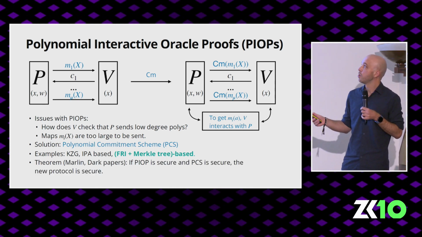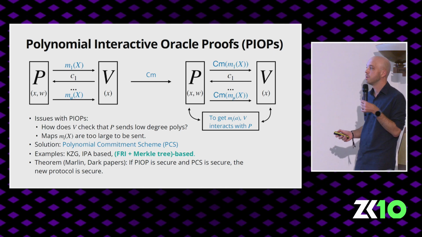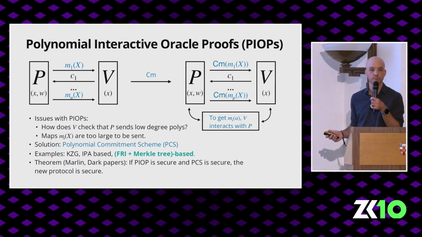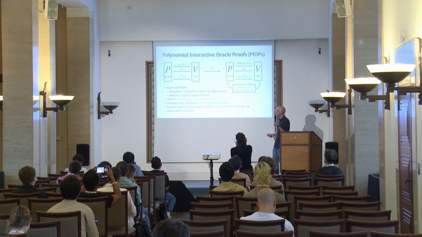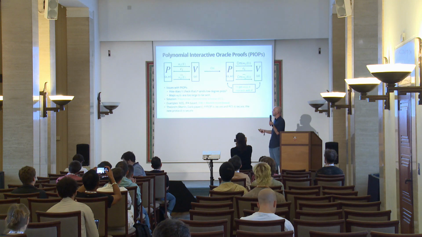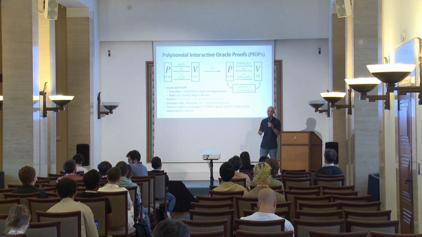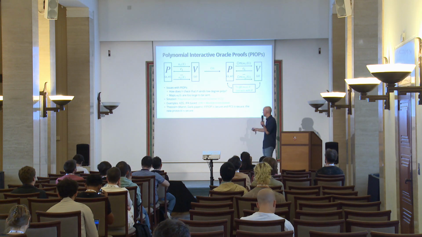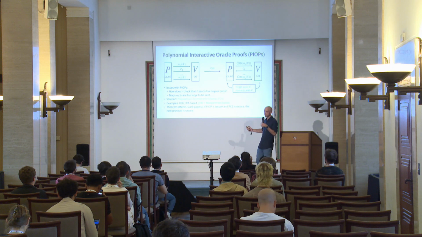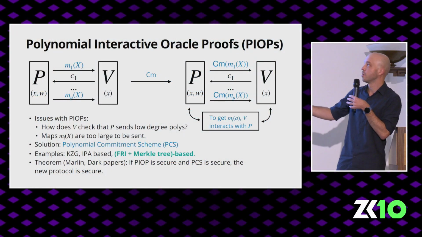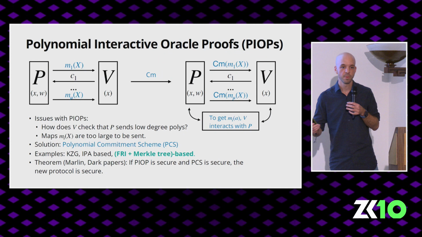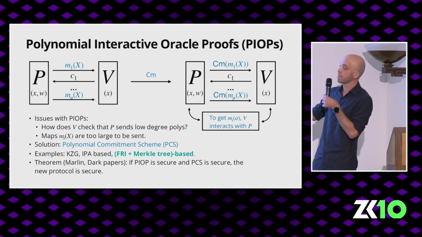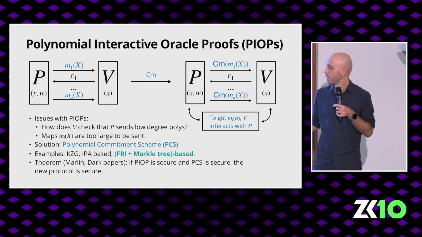So you have the PIOP, you have the commitment scheme, and now there's a theorem that says that if the PIOP is secure and the polynomial commitment scheme is secure, then the new protocol is secure. So you can design your PIOP, prove that it is secure. That's relatively easy, as I argued before. Take a PCS from the literature, which is already proven secure. You compile it, and you get a secure protocol. So if you follow this recipe, it's kind of easy.